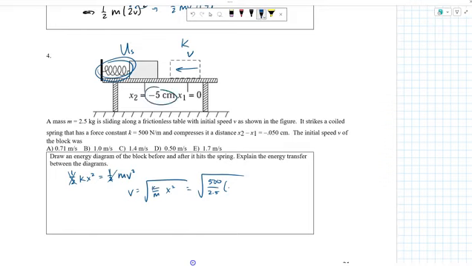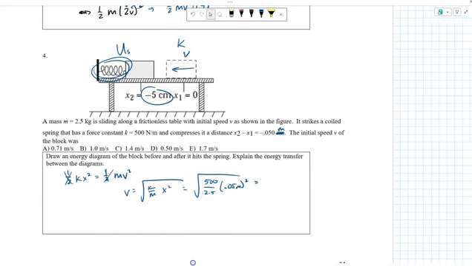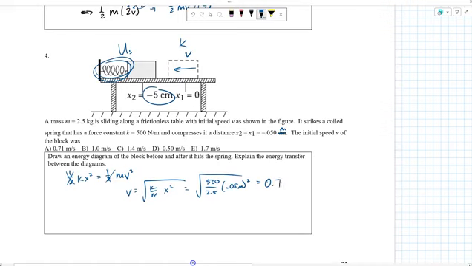and I think I did the conversion wrong, so I'm sorry about that. That should be 0.05 meters squared. And when you do all that, the speed at the beginning ends up being 0.71 meters per second.